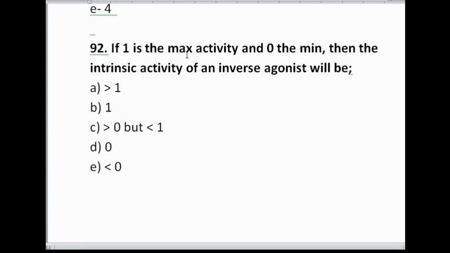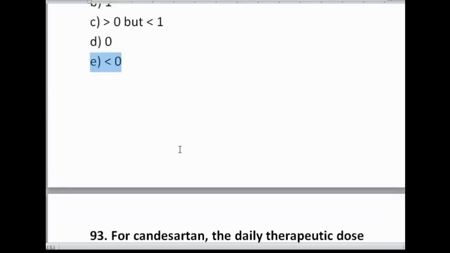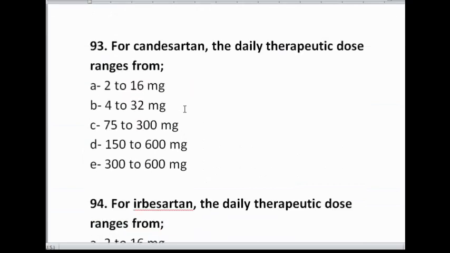So the options are there: more than 1, 1, more than 0 but less than 1, 0, and less than 0. So the correct option in this is E, less than 0. Inverse agonist activity is less than 0. It is actually less than the minimum. So now moving on to the third MCQ.